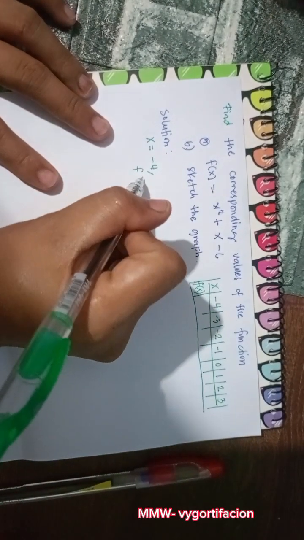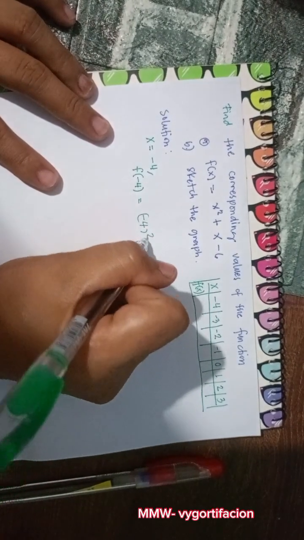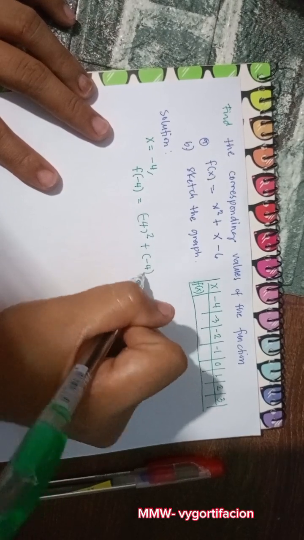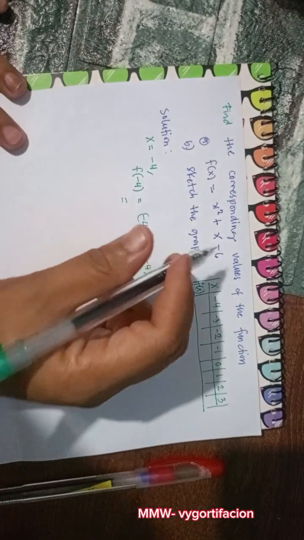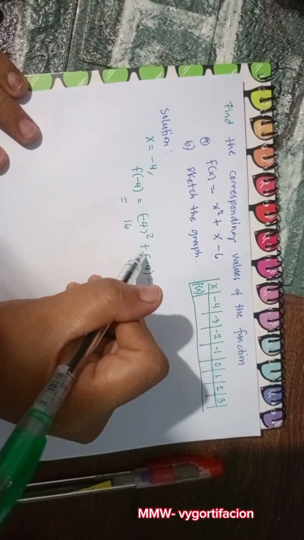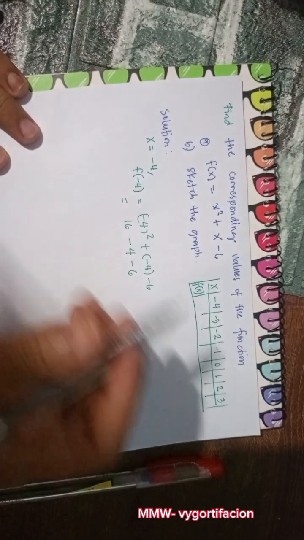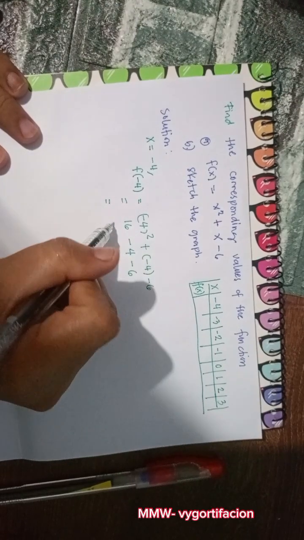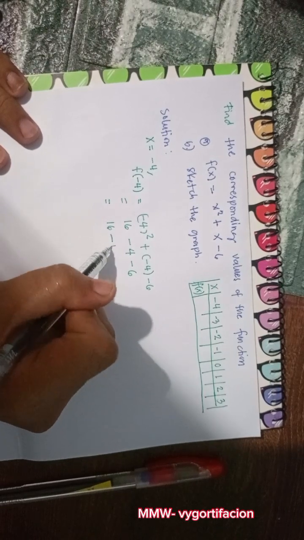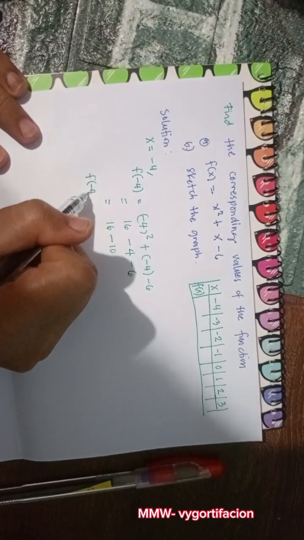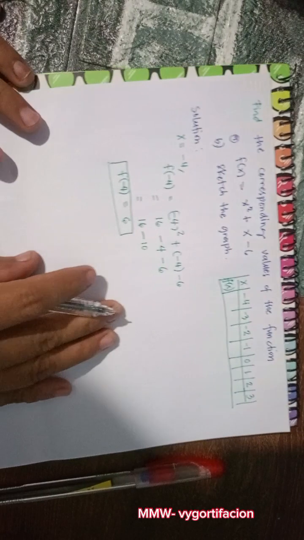So substitute all the x. f of negative 4 is equal to negative 4 squared plus negative 4 minus 6. This will be equal to negative 4 times negative 4, that will be positive 16. Positive times negative, that will be negative 4 minus 6. And then combine like terms: this will be 16, negative 4 plus negative 6, that will be negative 10. So f of negative 4 will become 6. So this will be the answer.